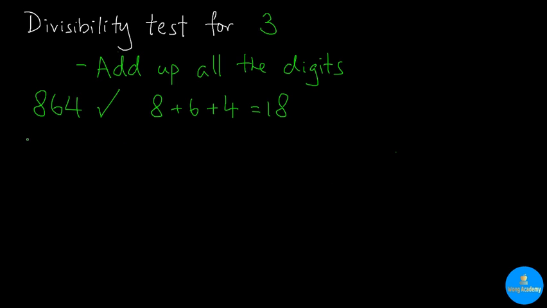While if I want to check whether 2756 is a multiple of 3 or not, I should do 2 plus 7 plus 5 plus 6. 2 plus 7 is 9, 9 plus 5 is 14, plus 6 is 20. Because 20 is not a multiple of 3, we also know that this number is not a multiple of 3.